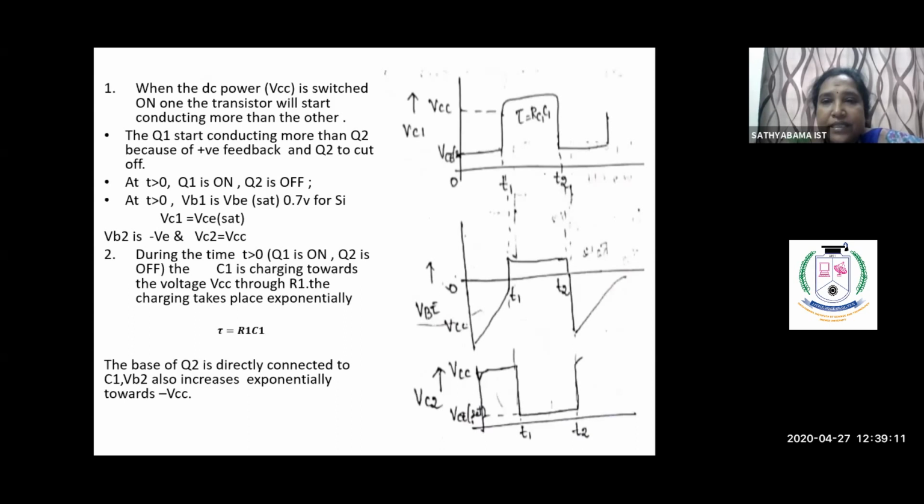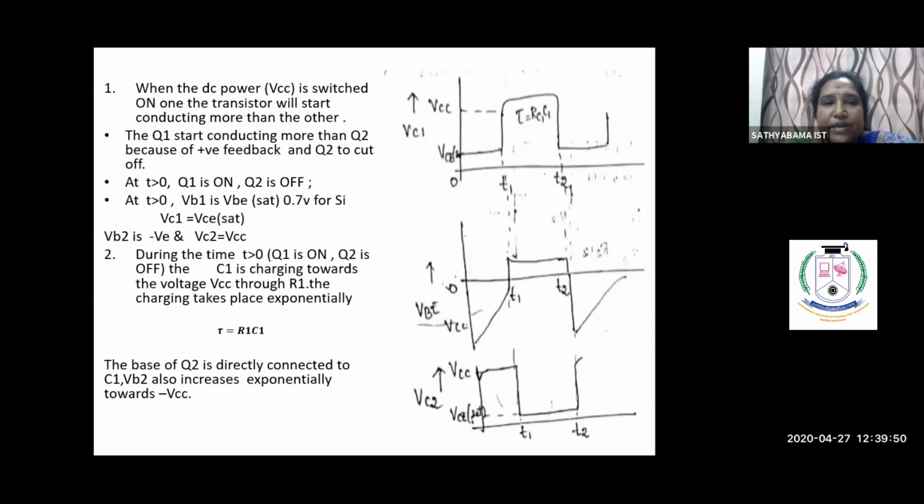Now we'll see the output of this collector coupled astable multivibrator. Look at the diagram. In the first diagram, the VC1 output is drawn. The next one is VBE, and the next one is VC2. Look at the x-axis: you can view 0, T1 and T2. For T greater than 0, T equal to T1 and T equal to T2, we have to analyze the circuit condition.